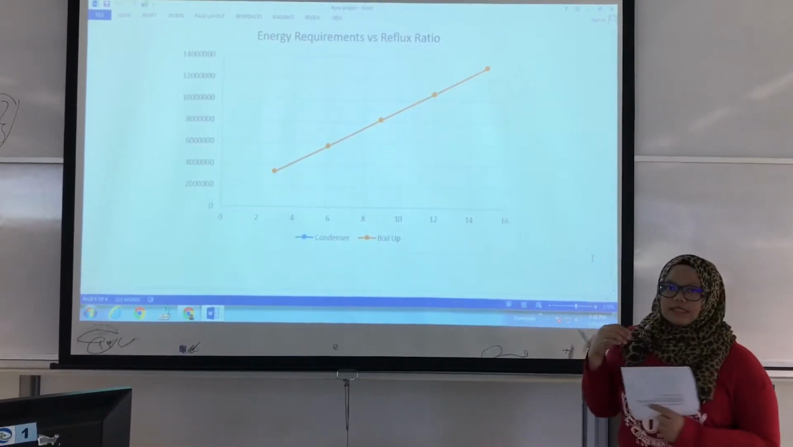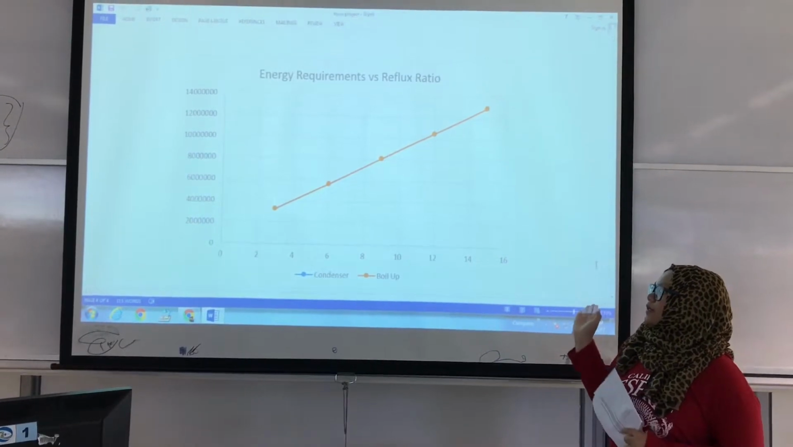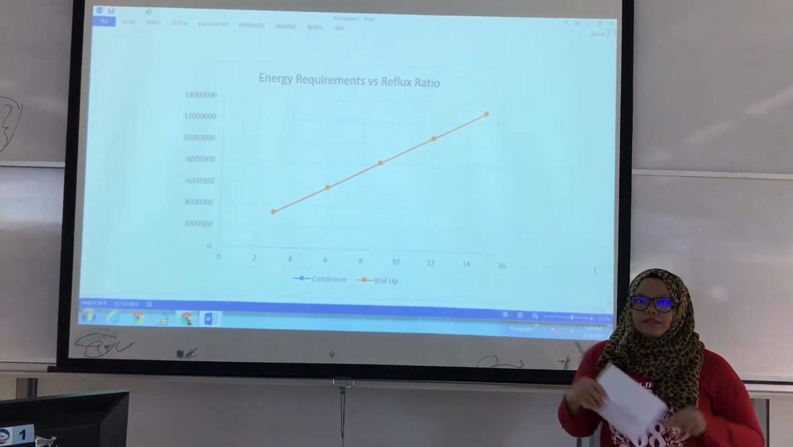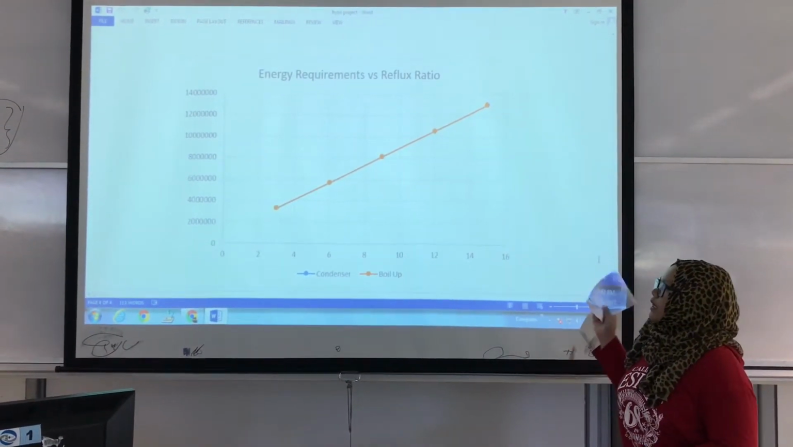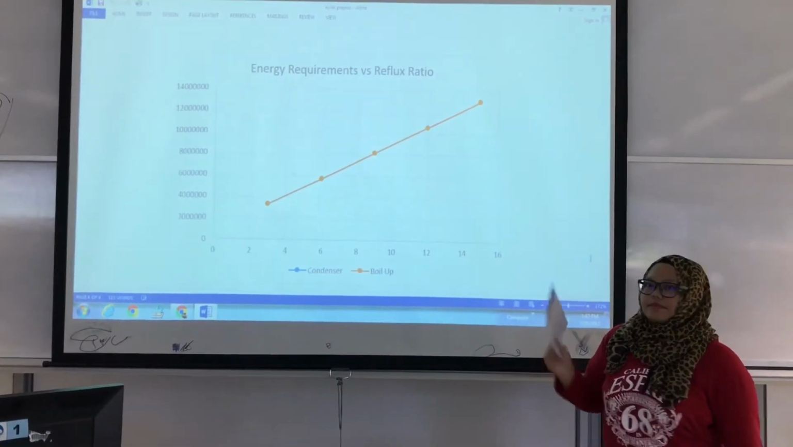And it's slightly different for energy requirements versus reflux ratio. As the reflux ratio increases, the energy requirement also increases, the same for the condenser and boil up.